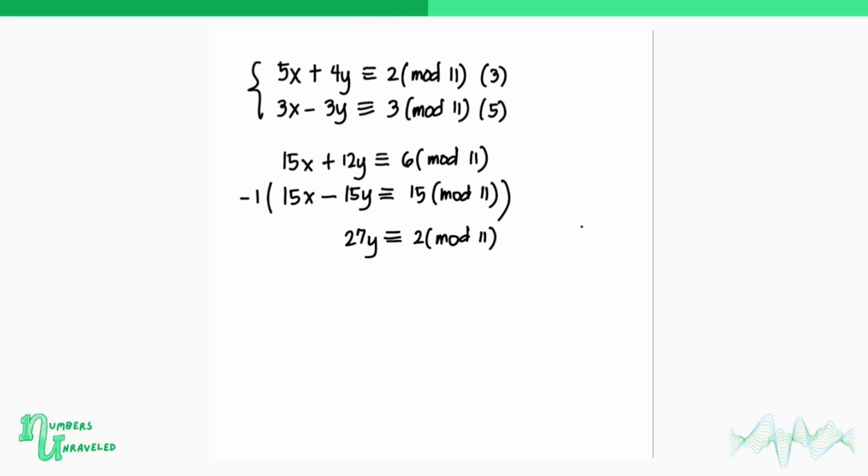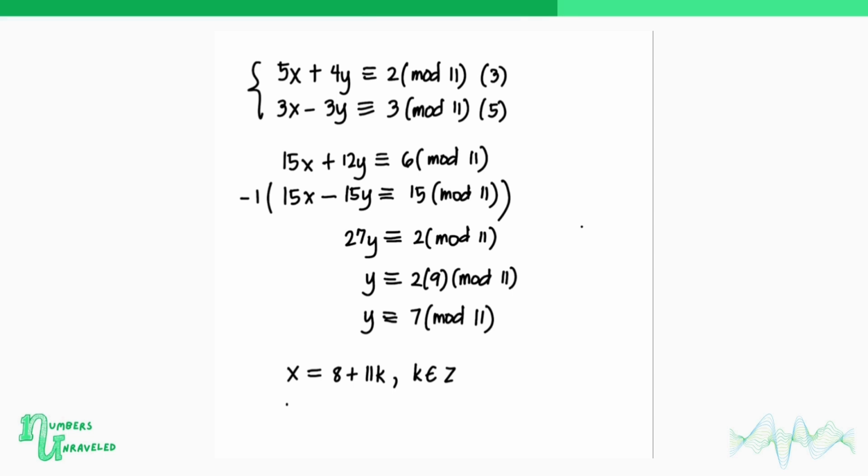As previously mentioned, we can consider a number that can be multiplied by the coefficient of y, which is 27, and the product when divided by the modulus, which is 11, will result in a remainder of 1. Since we also have 27, it is possible to use 9. That is, 27 multiplied by 9 will be 243, which when we take modulo 11 yields 1y or just y. The 9 that we multiplied to 27y will likewise be multiplied to 2 and will give us 18, and we take modulo 11 here also, which will result in 7. Therefore, y ≡ 7 (mod 11). Thus, x = 8 + 11k, where k is an element of the integers, and y = 7 + 11k, where k is also an element of the integers.